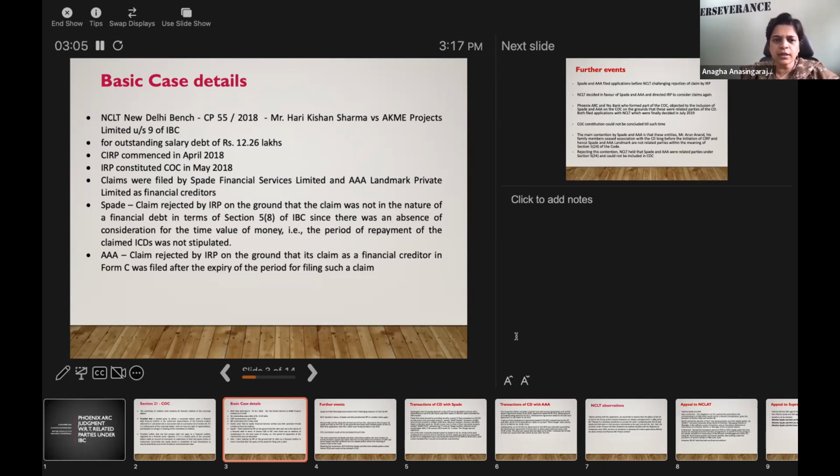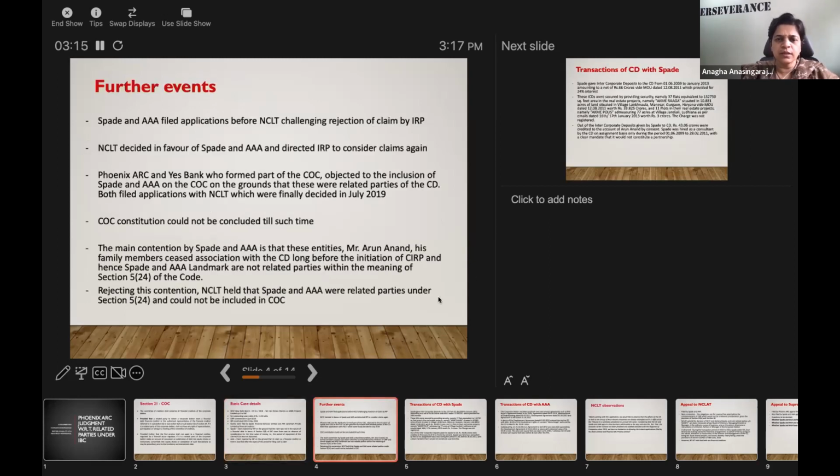AAA's claim was rejected on the ground that its claim as a financial creditor in Form C was filed after the expiry of the period for filing such a claim. On this decision of the IRP, both Spade and AAA filed applications before the NCLT challenging this rejection. Now, NCLT decided in favor of Spade and AAA and directed the IRP to consider their claims again as financial creditors.